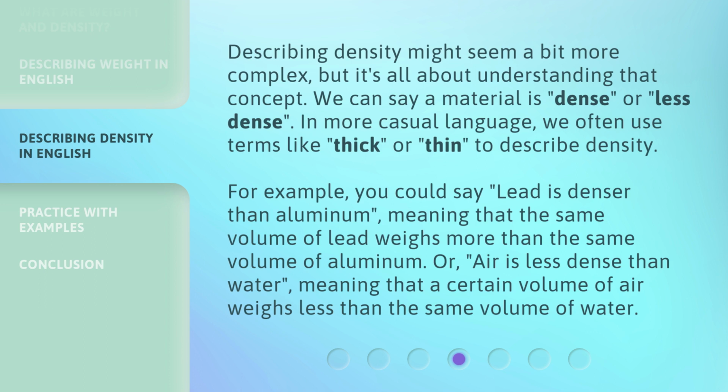For example, you could say, lead is denser than aluminum, meaning that the same volume of lead weighs more than the same volume of aluminum. Or, air is less dense than water, meaning that a certain volume of air weighs less than the same volume of water.